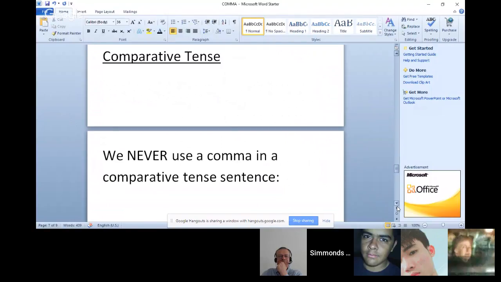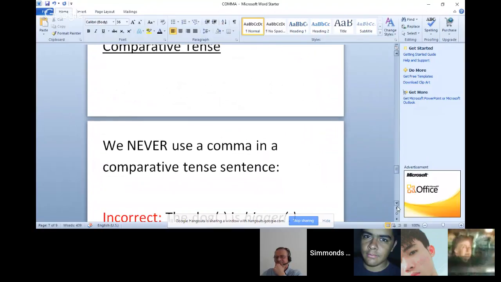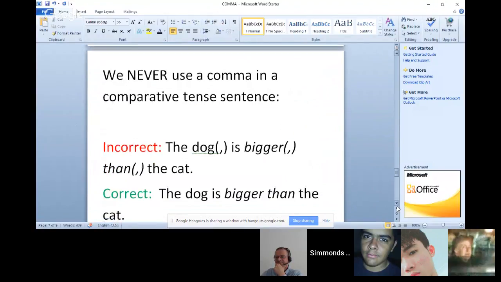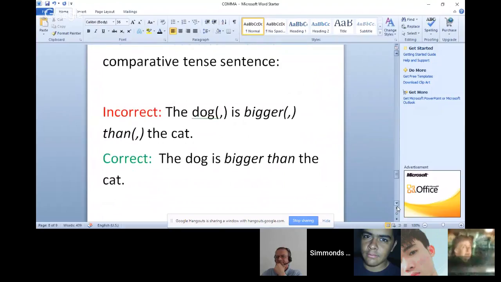So we never use a comma in the comparative tense sentence. Well, in a comparative tense sentence. And this is more focused on some of the grammar things that we have. Oh gosh, it's terrible. I always say, Ken. Thomas, please read the two examples.